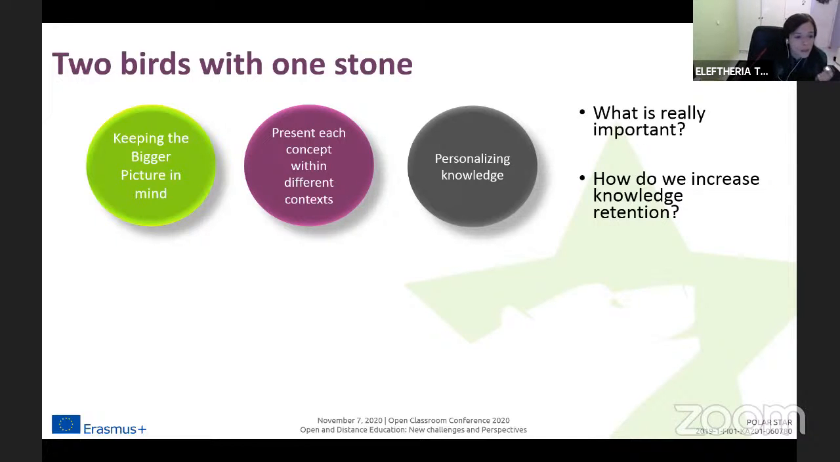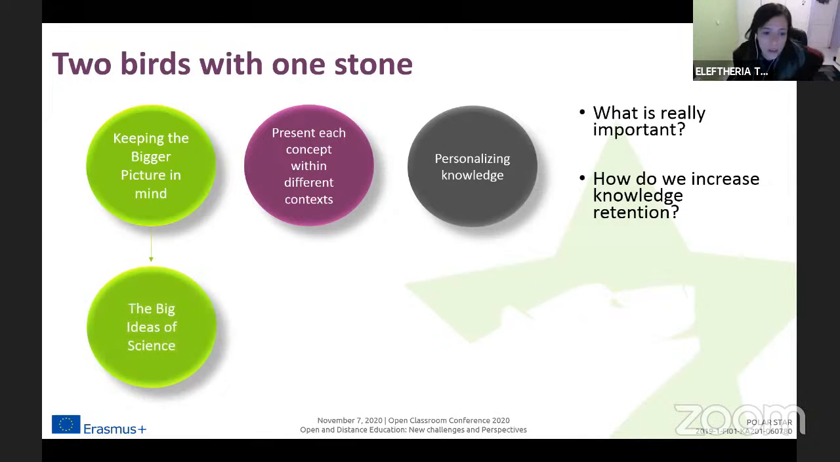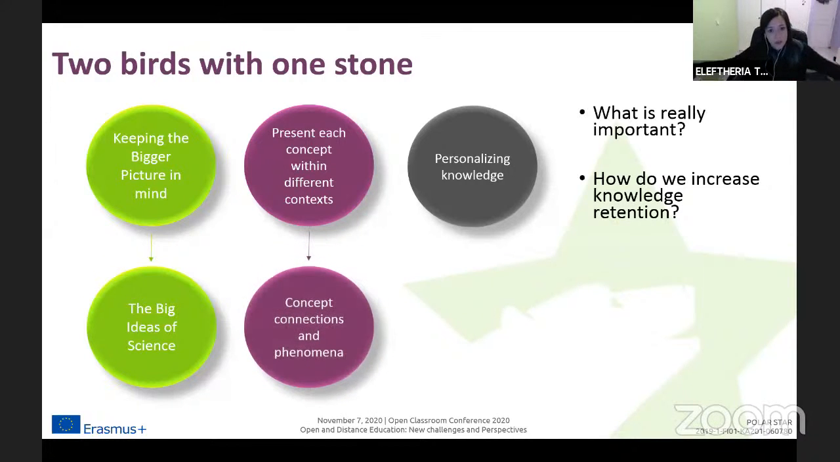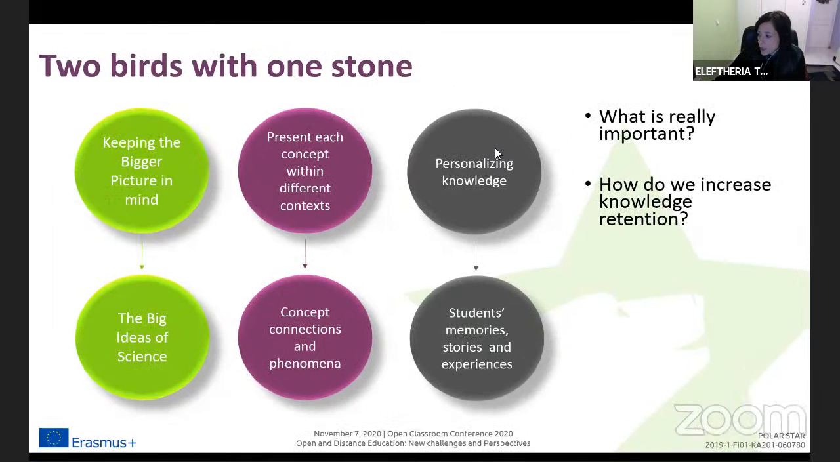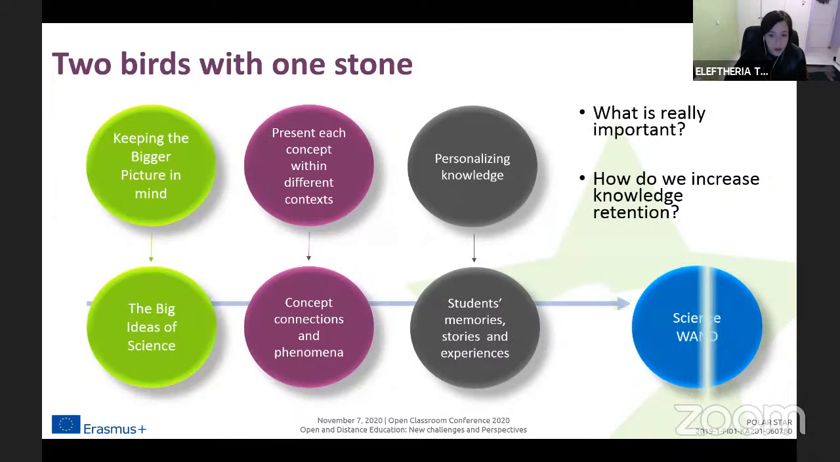So when we're talking about keeping the bigger picture in mind, what we're really referring to here is the set of big ideas of science that I talked to you about. And when we talk about presenting each concept within different contexts, we're talking about connections between concepts, especially concepts that come from different disciplines and their connection to interpreting phenomena. And when it comes to personalized learning, we're talking about students' memories, their stories, the stories that they want to tell, and their experiences.